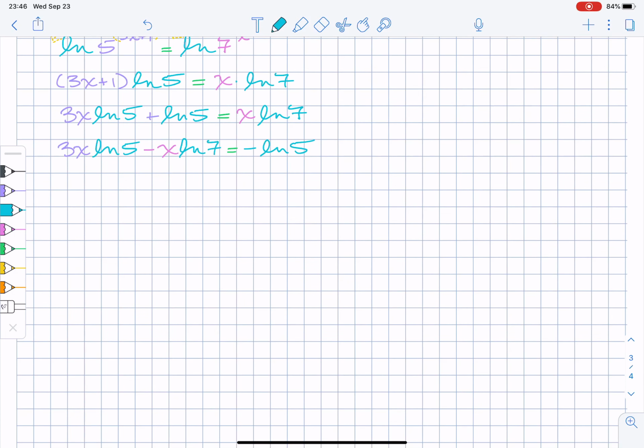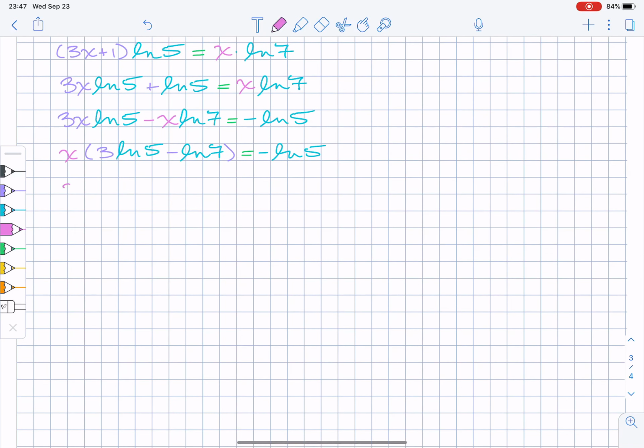I can now factor out an x from both terms on the left. When I do, what remains will be 3 times natural log of 5 minus natural log of 7. And that is going to be equal to minus natural log of 5. And the last step is to divide both sides by that parenthetical remark. So we get that x is going to be minus natural log of 5, all divided by 3 times natural log of 5 minus natural log of 7.